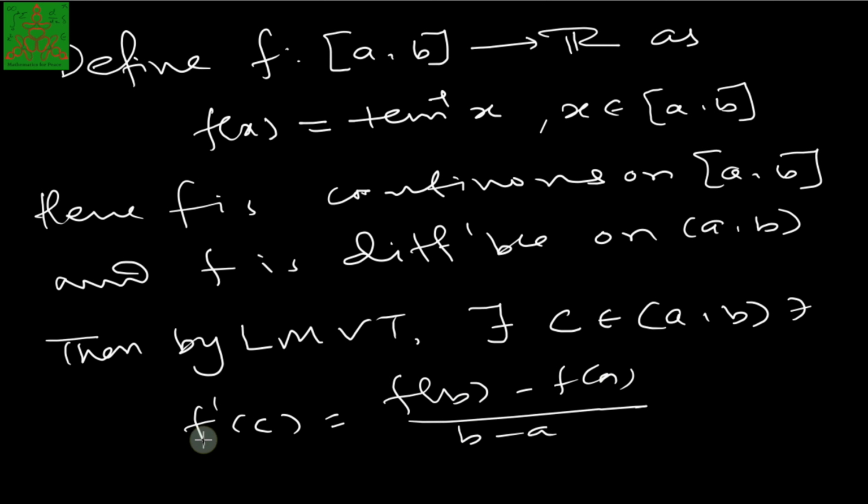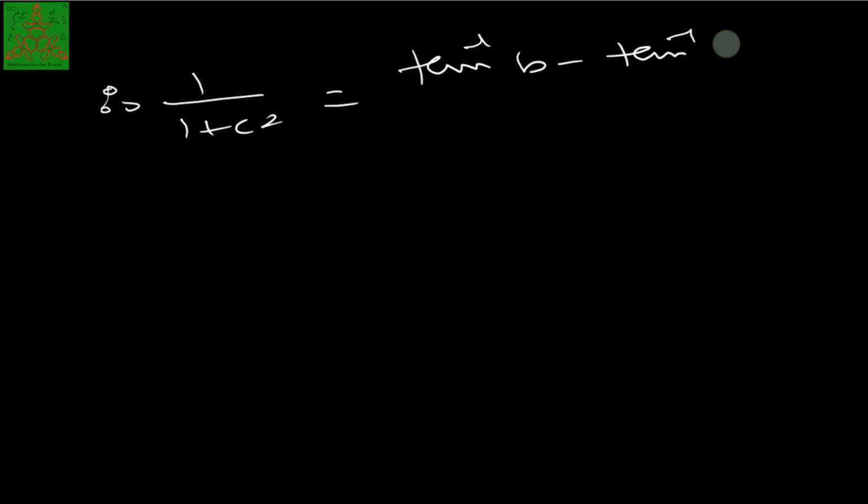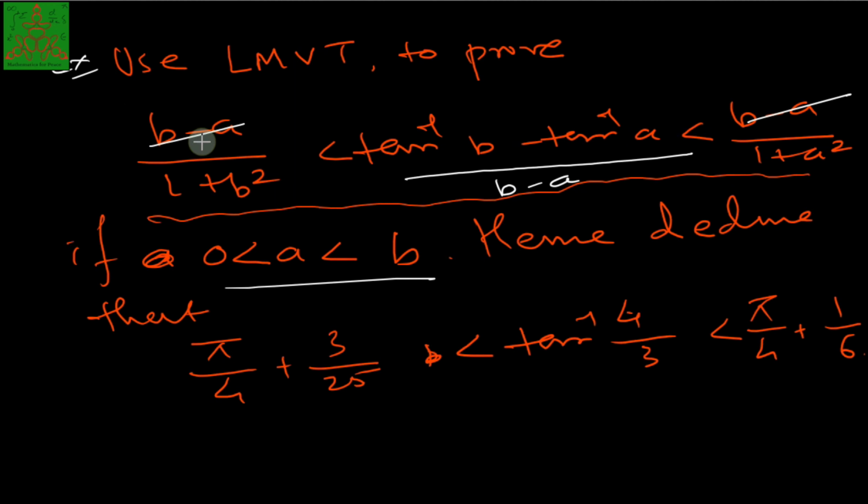The f dash of c we have, it is f of x is tan inverse of x. So f dash of x, we have 1 upon 1 plus x square, that we know. So f dash of c will give me 1 upon 1 plus c square. So therefore this will give me 1 upon 1 plus c square is equal to f of b minus f of a upon b minus a, that is tan inverse of b minus tan inverse of a upon b minus a. This is the expression we have. Our objective is to establish this inequality.